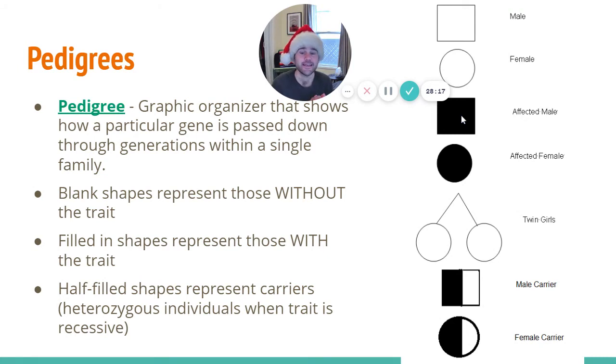And this is really important: this is not dominant or recessive. It's not filled in as dominant, blank as recessive. You're looking at a particular trait. So maybe you're looking at a recessive trait, that's going to be filled in. Maybe you're looking at a dominant trait, that's going to be filled in. So you're just looking at one phenotype. What is that phenotype that you're following?